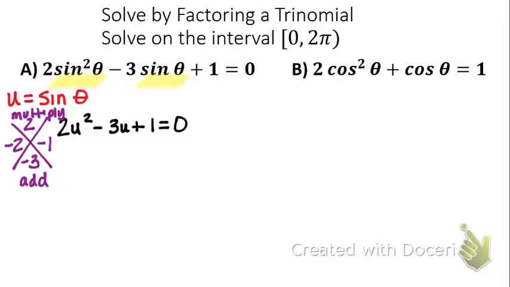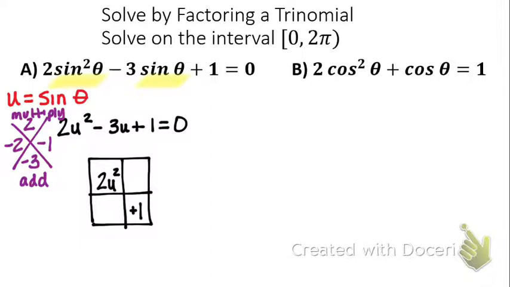And I think the majority of you all factor with a box, so I'm going to factor with the box. So 2u squared would go here. +1 goes here. And then -2u and -1u. So let's take out our GCFs. So when I take out the GCF in this top row, that would be 2u. And the bottom row is -1. In this column, that would be a +u. And in this column, it's a -1. So you have 2u minus 1 equals 0. Go ahead and solve that. And u minus 1 equals 0. So solve both of those equations for u.